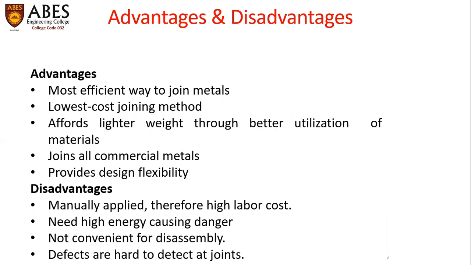Advantages and disadvantages of arc welding. It is the most efficient way to join the metals. Arc welding has the lowest cost to join the metals. It affords lighter weight through better utilization of materials. It joins all commercial metals. It provides design flexibility. The disadvantages of arc welding include high labor cost, high energy consumption, inconvenience for disassembly, and defects that are hard to detect at a joint. So these are some advantages and disadvantages of arc welding.